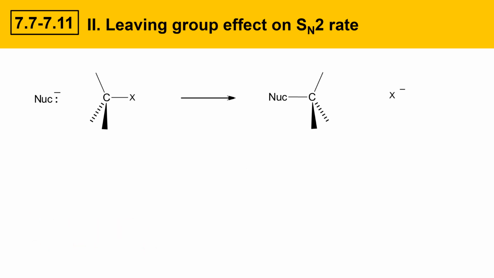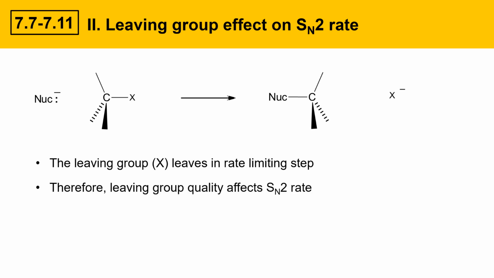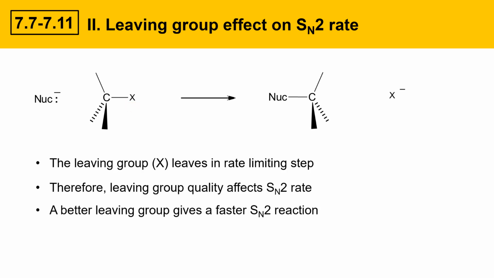The SN2 reaction occurs in a single step. The nucleophile attacks the carbon and the leaving group leaves in one step, and since it's the only step, it's the rate determining step. That's a key factor, that the leaving group leaves in the rate determining step. Therefore, leaving group quality is going to affect the SN2 rate. The ability of that group to leave will influence how fast the SN2 reaction happens. A better leaving group, therefore, gives a faster SN2 reaction.